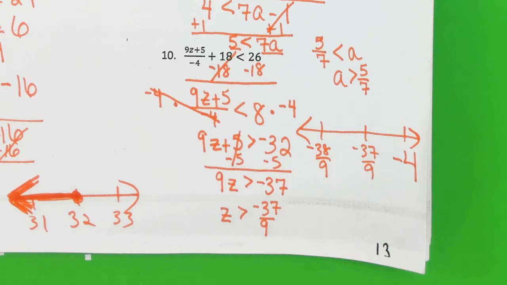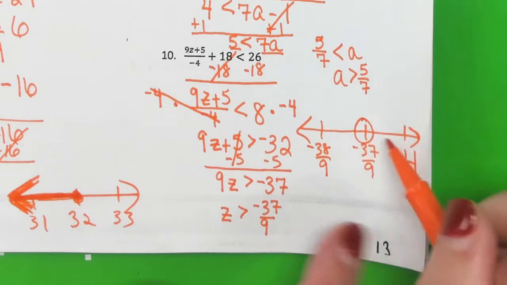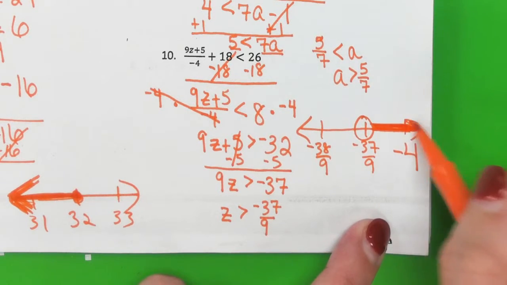Do you have to reduce? If it reduces, yes, ma'am, please reduce it. Because when we get to the trig part of this in 4th quarter, it's going to make a big difference. Make sure you reduce it, okay? All right, open or closed dot? Open. Which way? To the right.